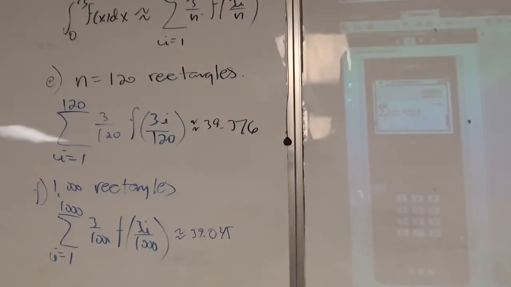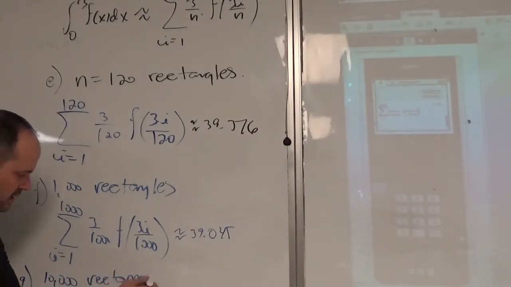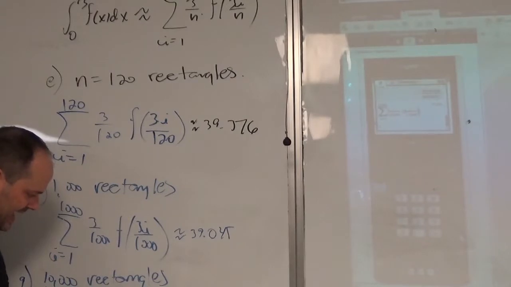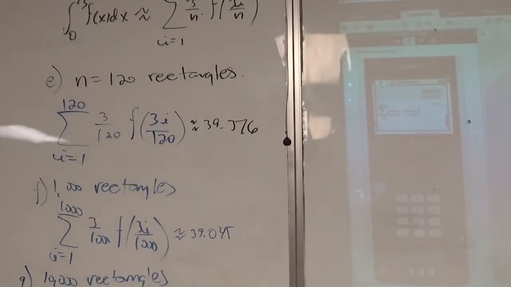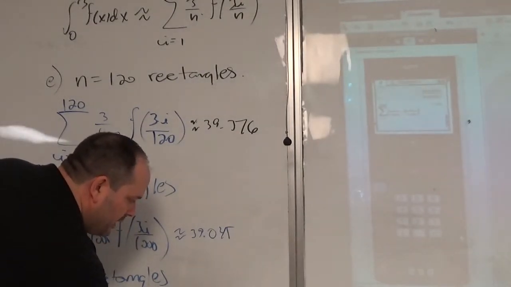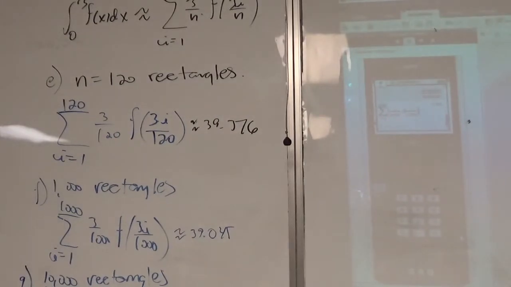But here's the thing. I think part G asks you to go to 10,000 rectangles. That's going to be the sum from 1 to 10,000 of 3 divided by 10,000 times f of 3i divided by 10,000. Still going to be bigger than 39. 39.005. 39.0045. All the friends are okay?